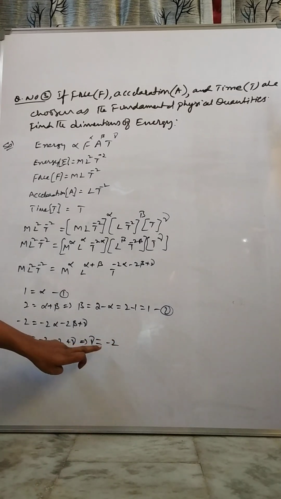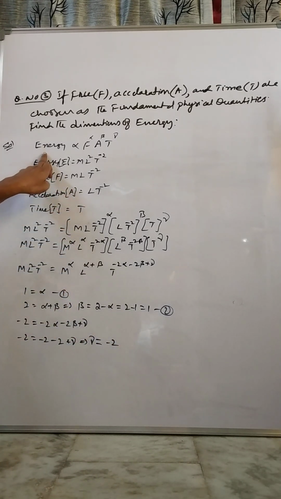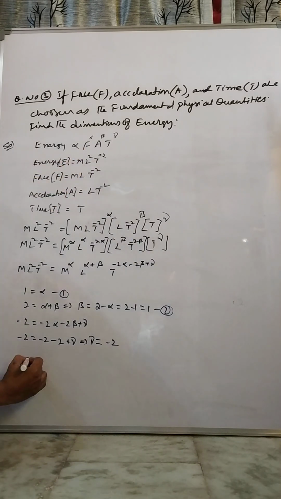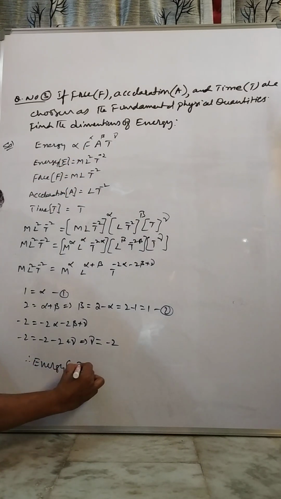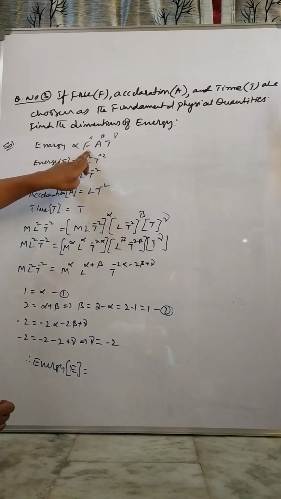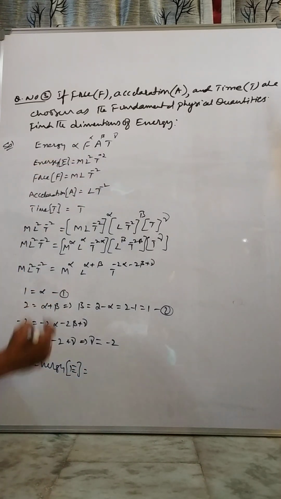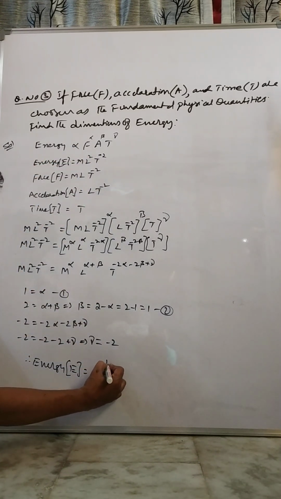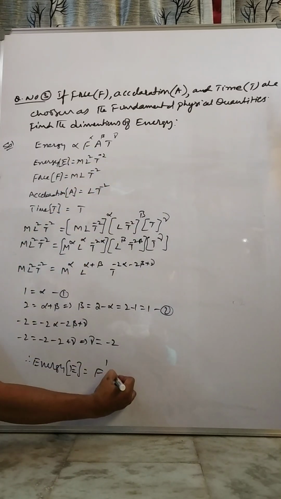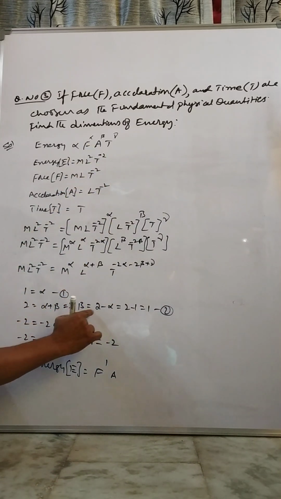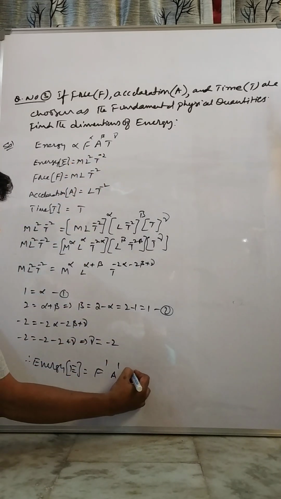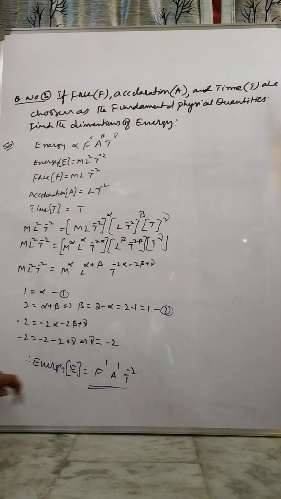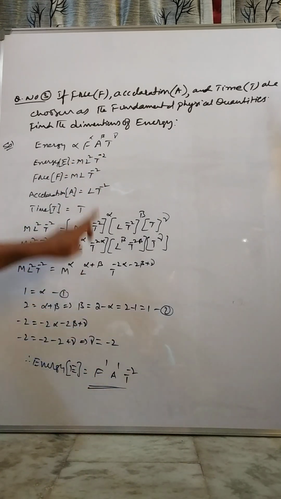So substitute all the powers. What is that? Energy. Therefore energy E is equal to, it depends on force power alpha, that means 1, that means F power 1. Similarly acceleration, we got beta value 1, so A power 1. Next, time power T power minus 2. So this is the required solution for this question.